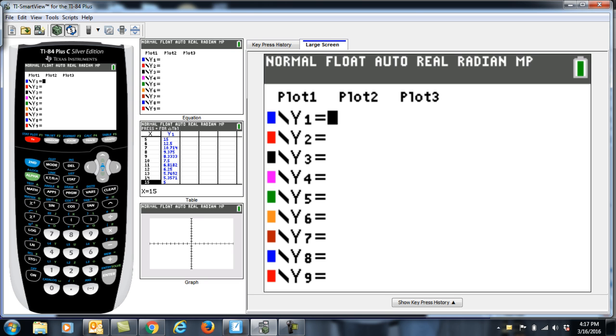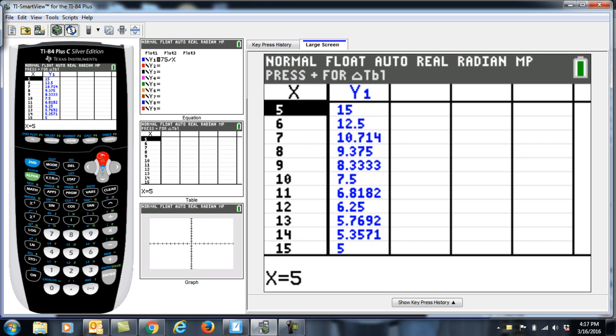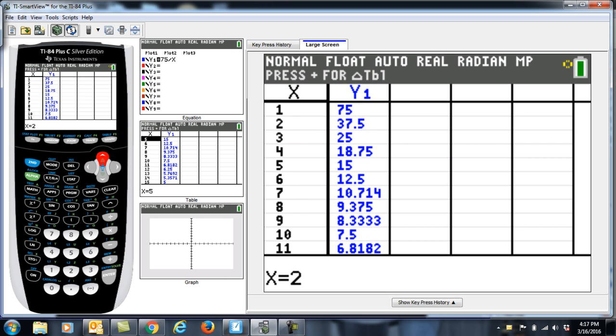You can go to y equals, and you can take the number, which in this case is 75, that you want to find factors of, divided by x. And if you go second graph and look at the table, starting at 1, you can list all of the whole number factors you see. So I'm going to list all of my whole number factors of 75.